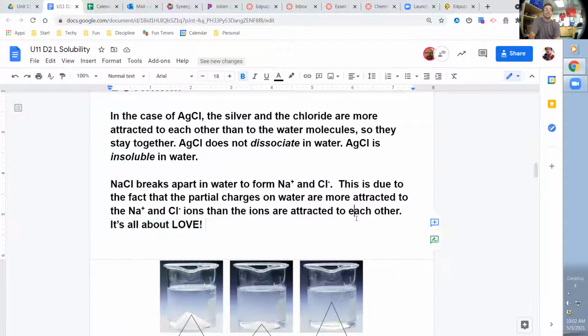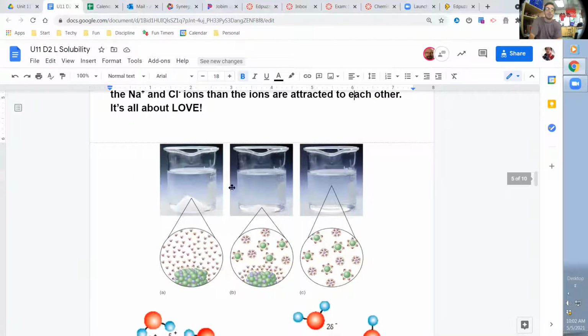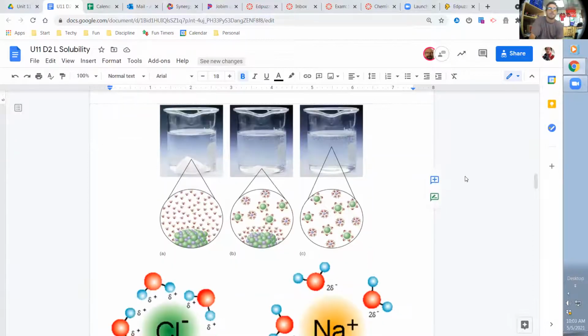So here's 3 pictures of a beaker, and it's a time lapse. This is when you pour a bunch of salt in water. You can see that there's like a pile of salt. But if you mix it, then you can see the salt starts to dissolve, right? And this is a molecular look of the salt dissolving.